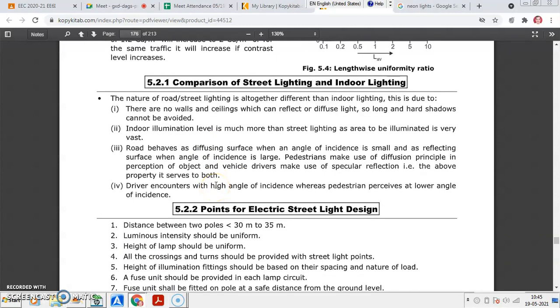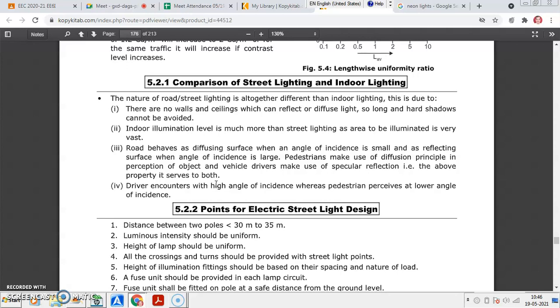In comparison of street lighting and indoor lighting: now we are having public lighting, street light also, that is outdoor lighting. You may have stadiums, you may have complexes, so indoor lighting also. The nature of road and street light is altogether different from that of indoor light. Indoor means fixtures are completely enclosed, inside, not exposed to atmospheric conditions. Outdoor means they are designed accordingly because they are exposed to external atmospheric conditions.